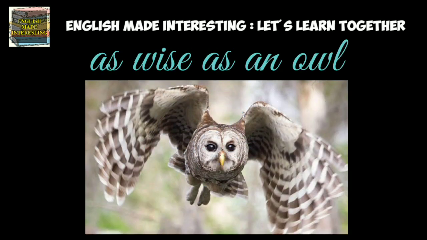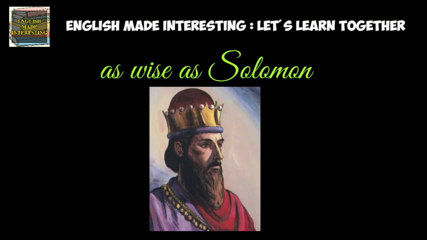As wise as an owl. It is used to tell that the one who is compared to an owl needs to use his or her wisdom and fly away before losing something, and also to observe and hear more and act with wisdom. Or as wise as Solomon. It means to be exceptionally wise or sound in judgment.